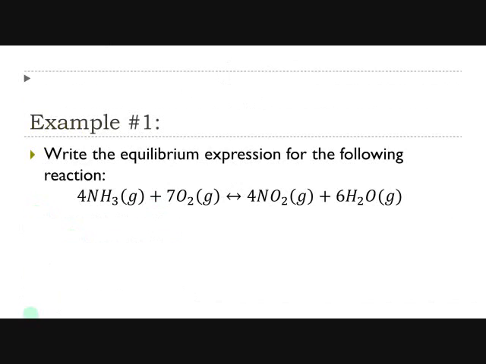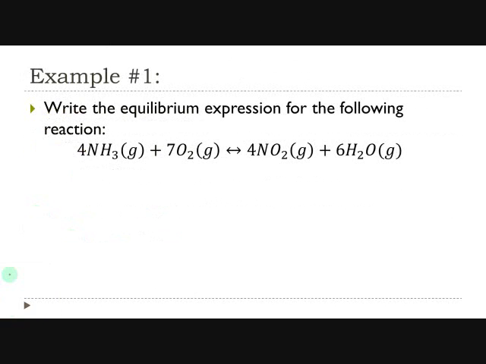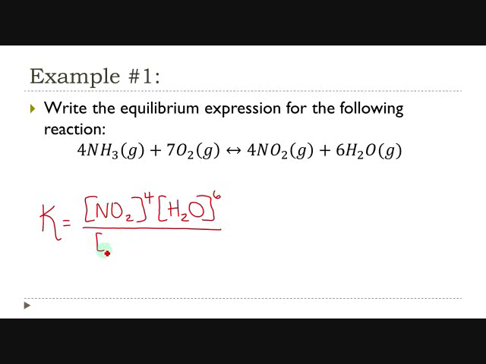Okay? So we have this equation that we want to write the expression for. And so it's products over reactants, right? So we're going to have the concentration of NO2 to the fourth power times water to the sixth power. So those are both the products, and they go on top, over the concentration of ammonia to the fourth power times oxygen gas to the seventh power. Sorry, seventh power. So that would be a general way on how to set up an equilibrium expression.